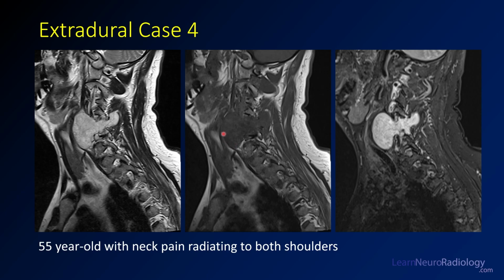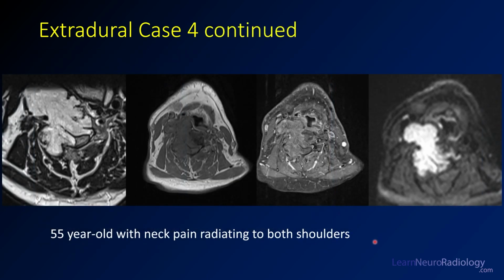On T1, similar to the other lesions we've seen, iso-intense to the adjacent muscle, very lobular. On this fat-saturated post-contrast image, we see very avid and homogeneous enhancement, this lobular region centered just to the side of the vertebral bodies. Our axial images confirm we have this big lobulated looking mass.